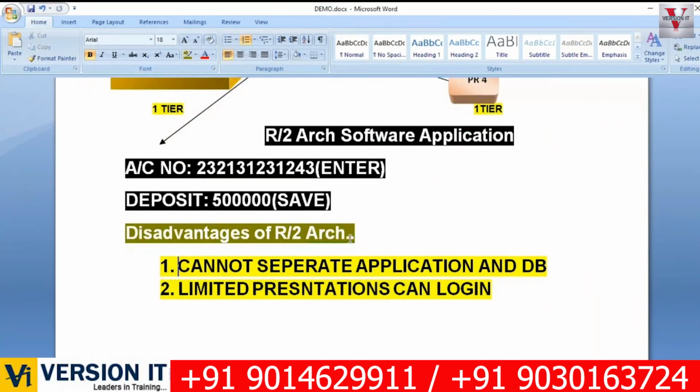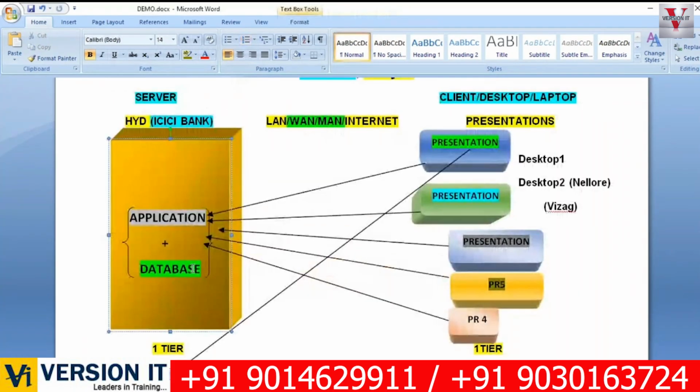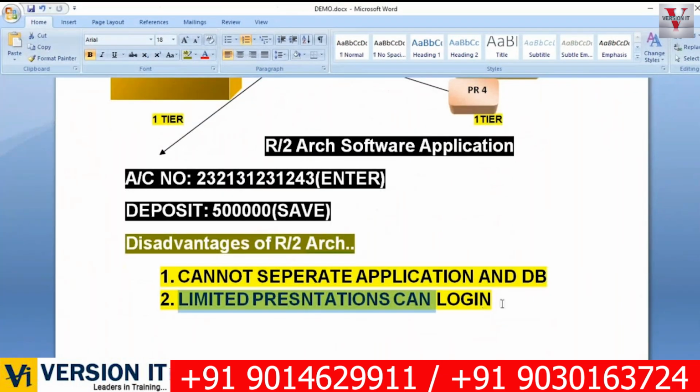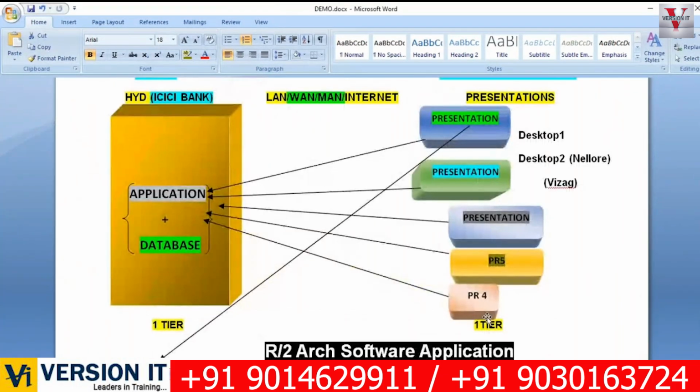What are the disadvantages, guys? Cannot separate application and DB, because they are made like that. Software is developed like that. You can't separate them. Secondly, limited presentations can log in to the system. You cannot have n number of presentations because the system goes slow and it is stopping your business.